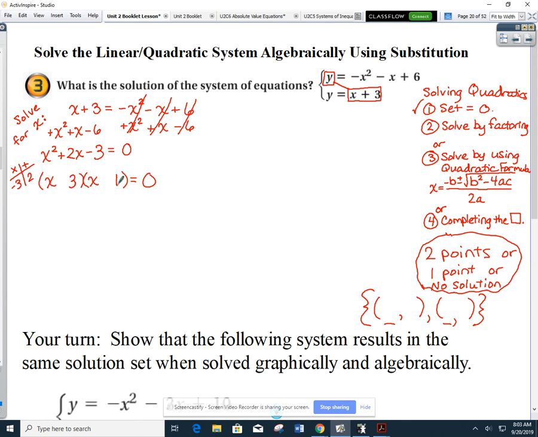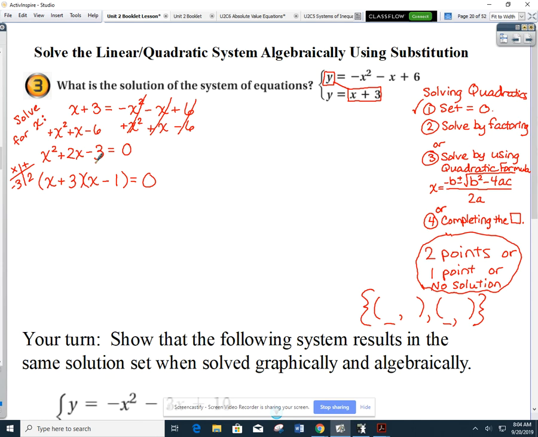Which one is positive and which one is negative? Well, they add up to a positive, so the 3 has to be positive and the 1 has to be negative. So just to double check, 3 times negative 1 is negative 3, and positive 3 minus 1 is positive 2. So if you FOIL this back out, it gives you this.